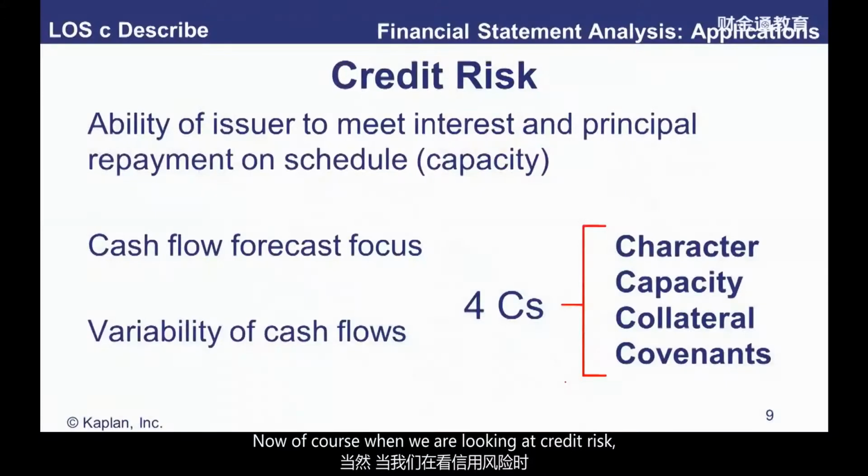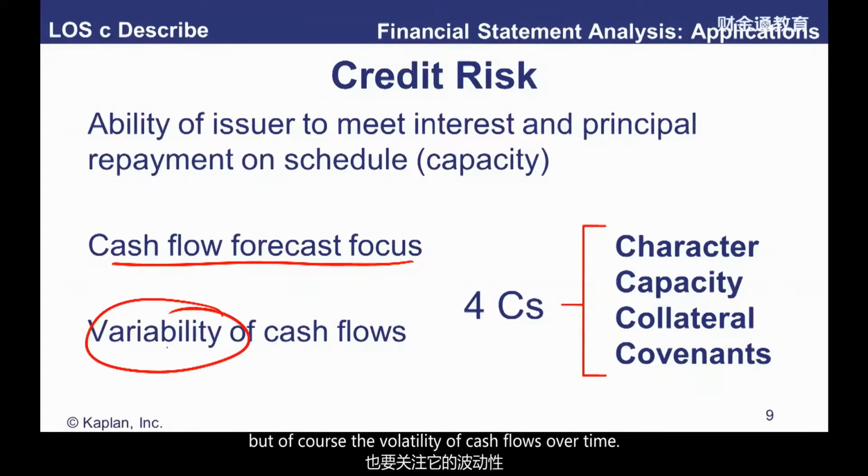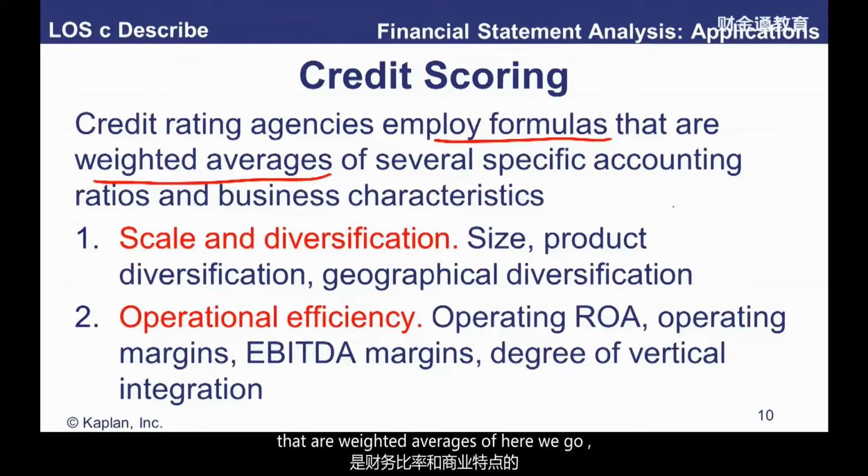Now, of course, when we're looking at credit risk, it's all about a cash flow forecast focus. We need to know that the cash the company is generating is sufficient to pay current cash flows, but of course, the volatility of cash flows over time. The more stable, you just need to be aware of a number of factors that the rating agencies are going to look at. So they're going to apply formulas that are weighted averages of our accounting ratios and business characteristics.